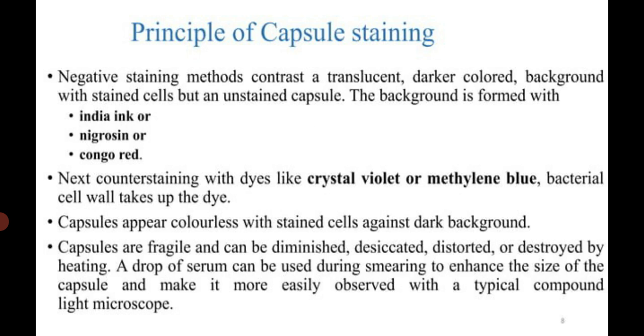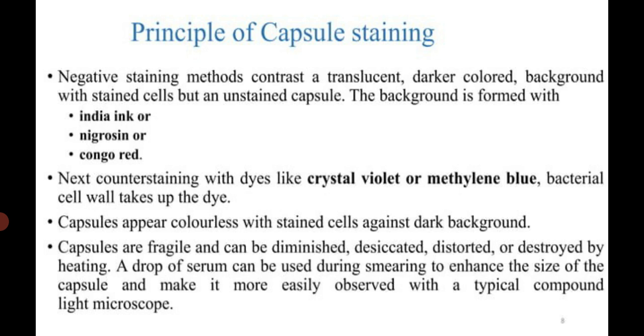And for coloration of the cell or cytoplasm, the counter stain will be employed. For this purpose, there is a use of crystal violet, methylene blue, or new fuchsin, or any other basic stain, and the color of that basic stain will be taken by the bacteria. Capsule will appear colorless with stained cells against a dark background. The background color depends upon the color of the acidic stain used, whereas the color of the cell depends upon the basic stain used.